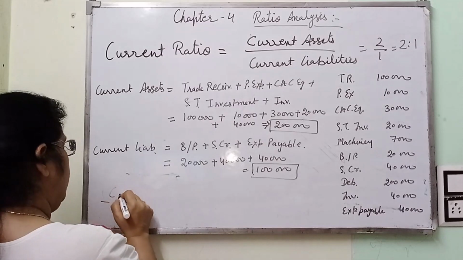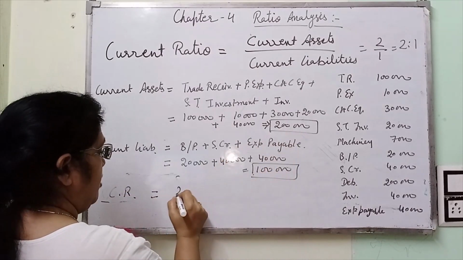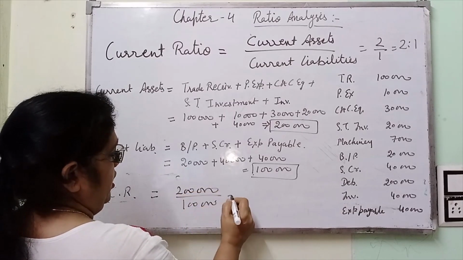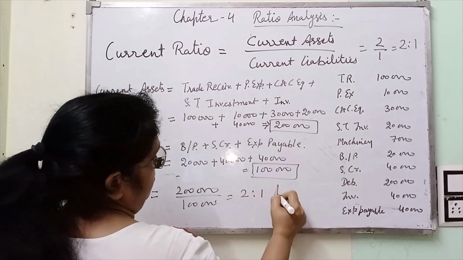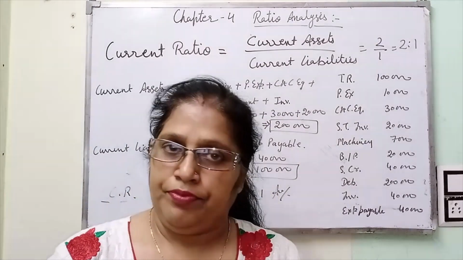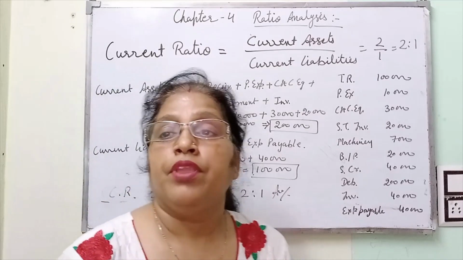We have to calculate the current ratio. Current ratio is equal to current assets upon current liabilities. 2 lakh upon 1 lakh, it comes to 2:1. This is our ideal ratio. Clear? I think there is no doubt in this question.